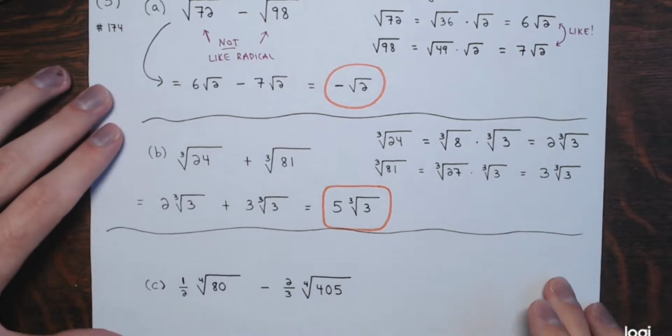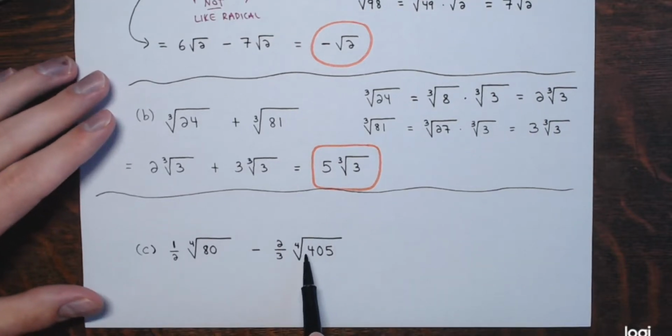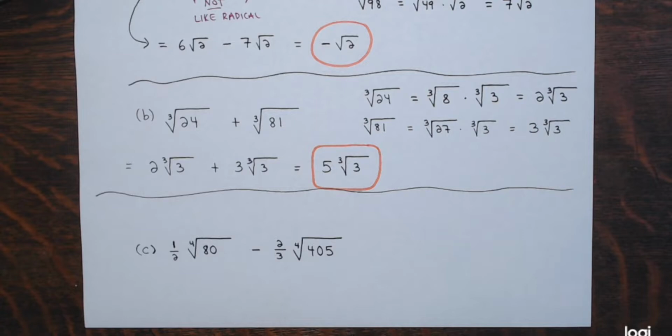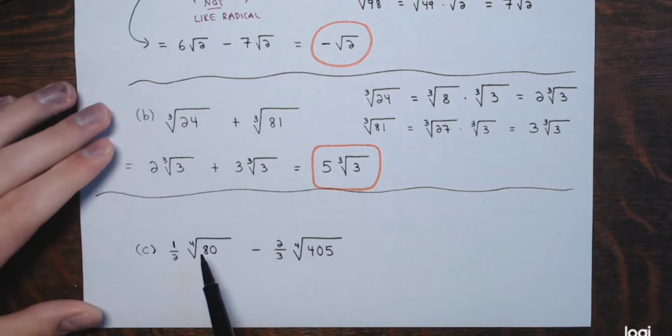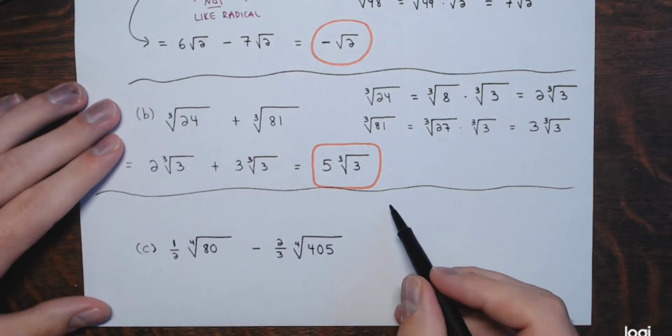Alright, then part C has fourth roots. So we're looking for factors of the radicand that are perfect fourth powers. So we have 1/2 times the fourth root of 80 minus 2/3 times the fourth root of 405. These are not like radicals. Yeah, they're both fourth roots, but they're not fourth roots of the same thing. So I can't put these together right now. So off to the side, I'm going to simplify the radicals.